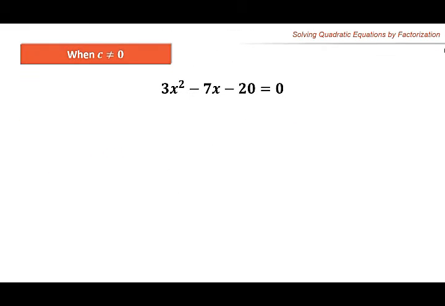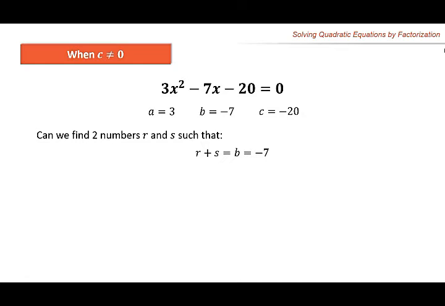Say we have the following quadratic equation: 3x squared minus 7x minus 20 equals 0. Mapping this to our standard form, we see that a is equal to 3, b is equal to negative 7, and c is equal to negative 20. The challenge is, are we able to find two numbers r and s such that r plus s gives you negative 7 and r times s gives negative 60?